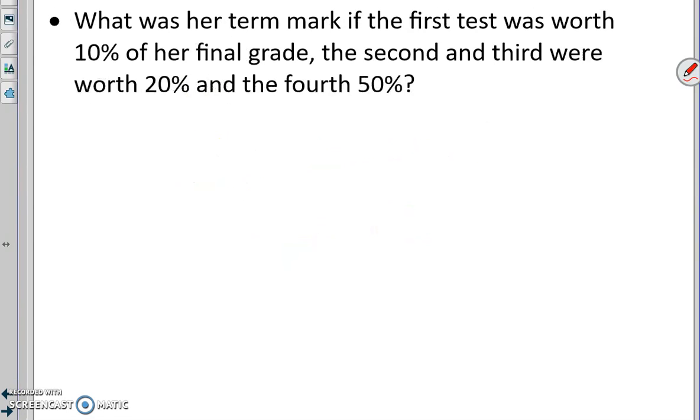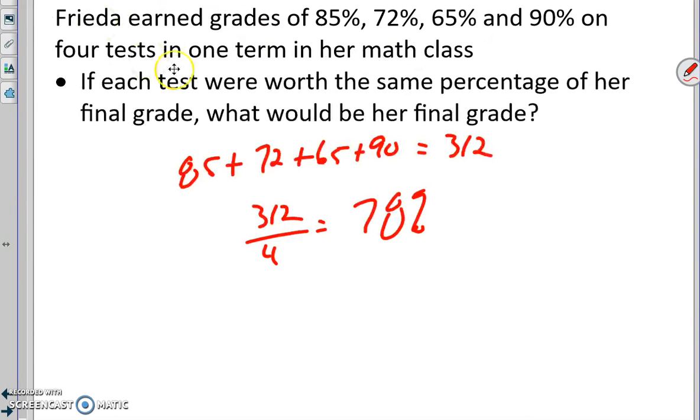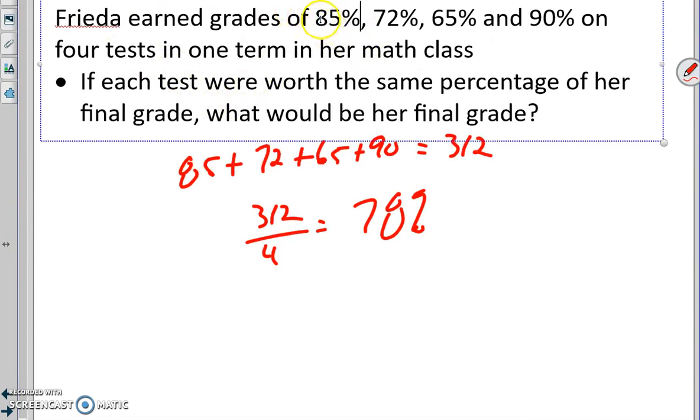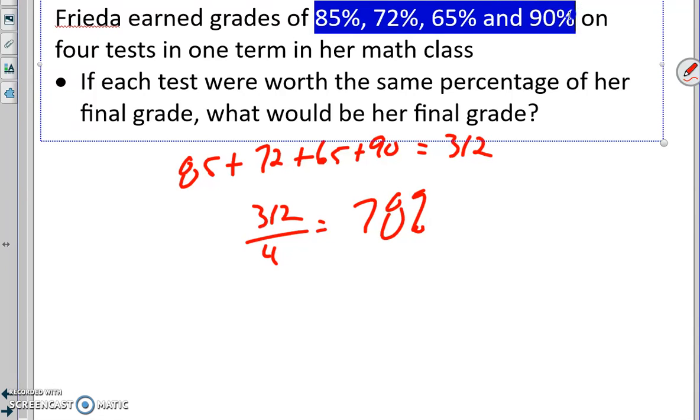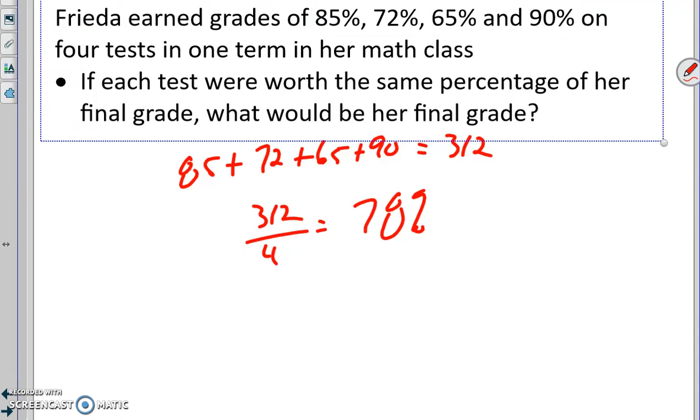Okay. What was her term mark if the first test was 10% of her final grade, the second and third were worth 20, and the fourth was worth 50? So now we're getting into more complicated things. It's weighted. So let me take these numbers again so I can see them on the next page. So how are we going to do this?